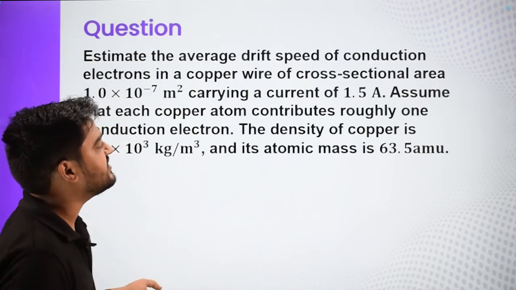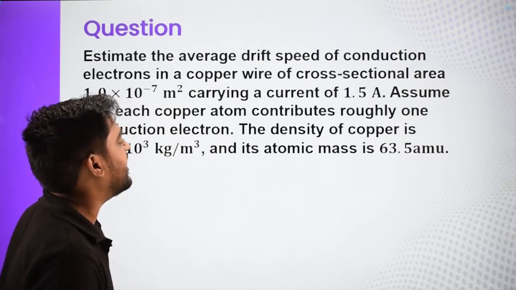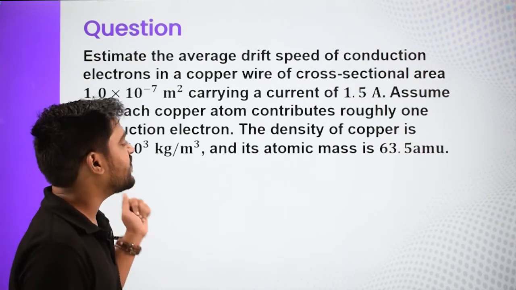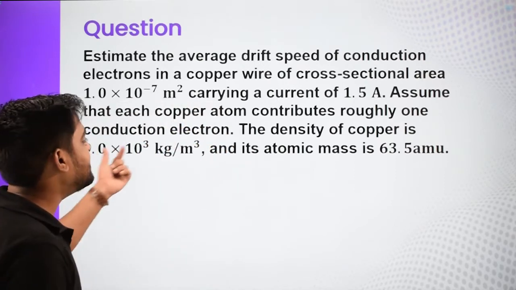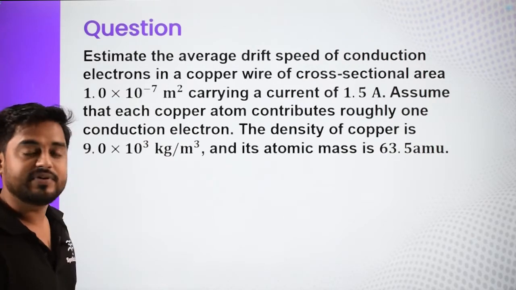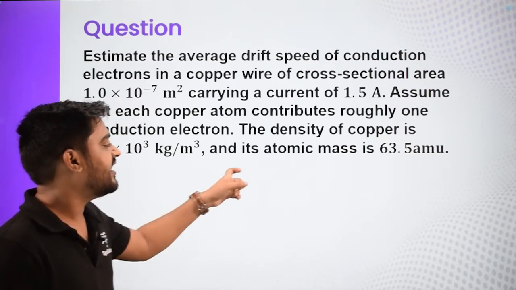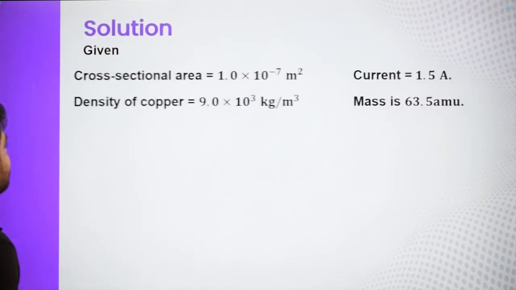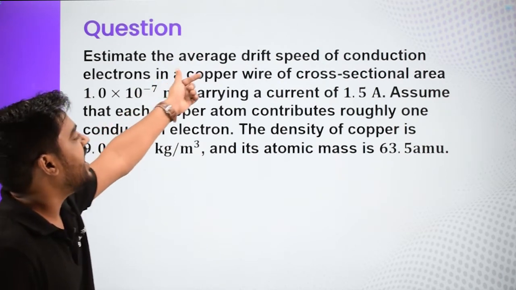Now next we have a question over here, and this question says, estimate the average drift velocity of the conduction electrons in a copper wire of cross-section area 1 into 10 raised to power minus 7 meter square carrying a current of 1.5 ampere. Assume that each copper atom contributes roughly 1 conduction electron. The density of copper is given over here and its atomic mass is 63.5 AMU. So we need to get the average drift speed.